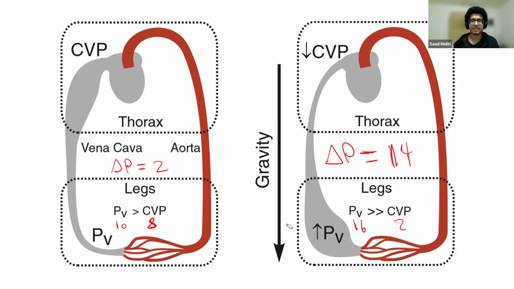Now, in some people, when they stand up, they have trouble bringing this blood back up to the heart. And that results in something called orthostatic hypotension. Basically, not enough blood goes back to the heart.